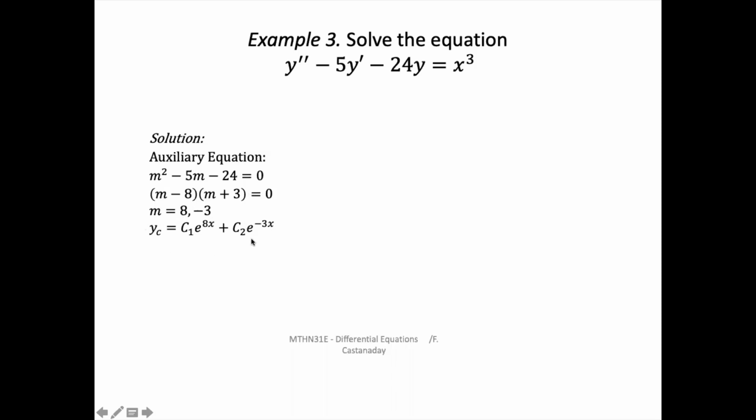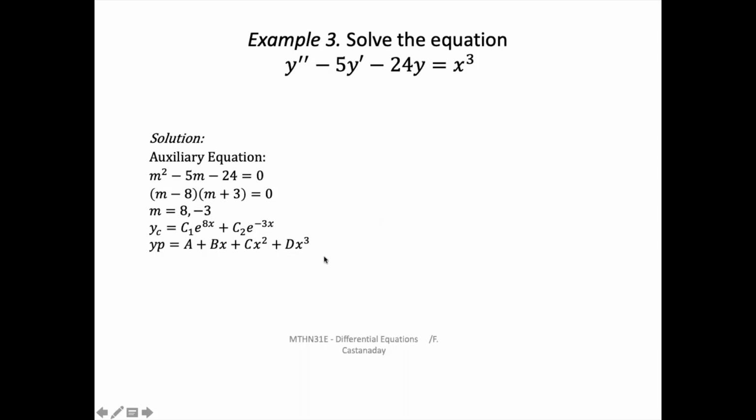Now that we have y sub c, the next step is to obtain y sub b. So we analyze the right member of the equation. This is x cubed. So x cubed means that the roots are repeating. So the solution should be written as y sub b equals a plus bx plus cx squared plus dx cubed. So this will be our y sub b.